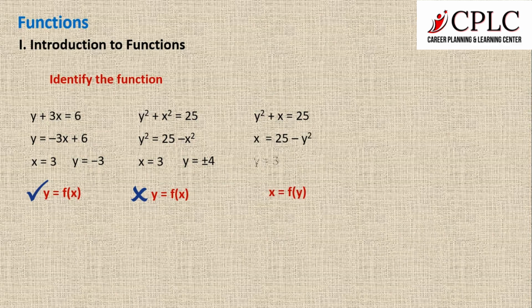So when we solve for x, you will substitute y is equal to 3, which is going to be the input now. And when you substitute y is equal to 3, you get x as 16. So for one value of input, you are getting one value of output. That means it is a function. So y is not a function of x, but x is a function of y.